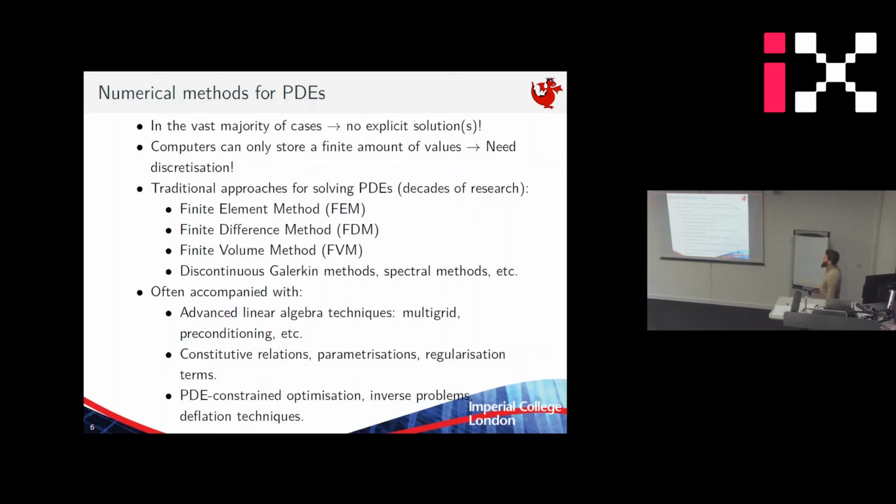And the important thing to know about PDEs is that in the vast majority of cases, we don't have an explicit solution. We literally don't. We can't explicitly state what the solution is. And so that's why we use numerical methods to approximate the solution. And the reason I put solution with the S here is that sometimes we know that there exists a unique solution, sometimes we literally don't know.